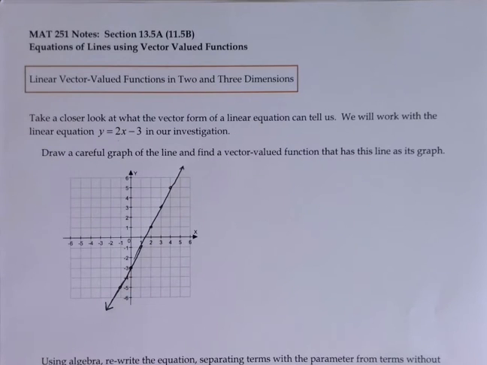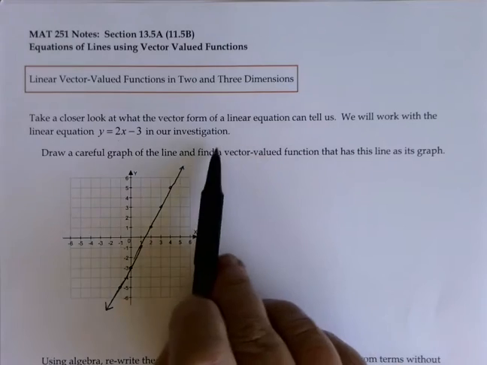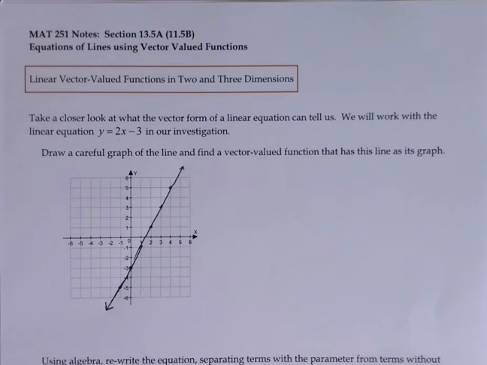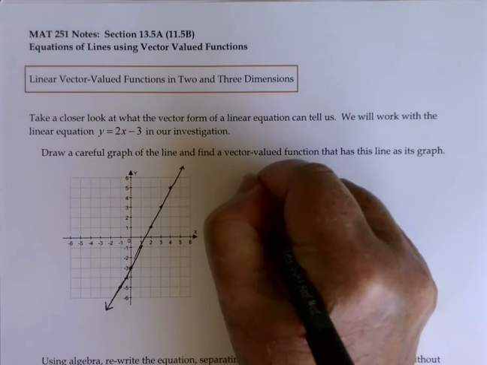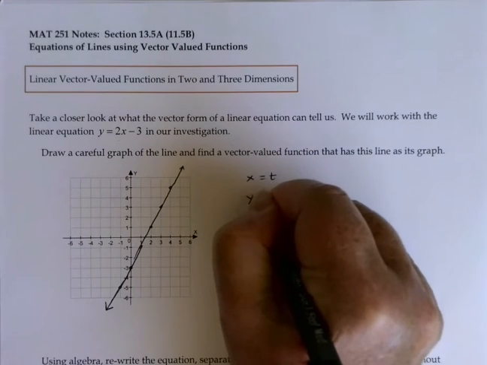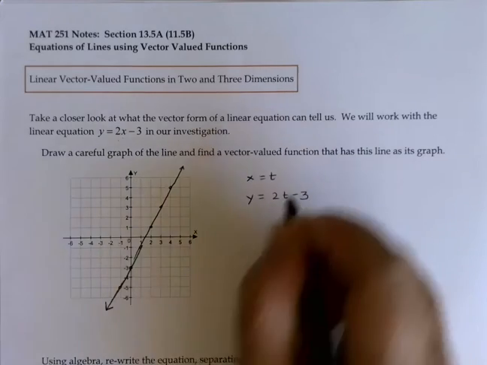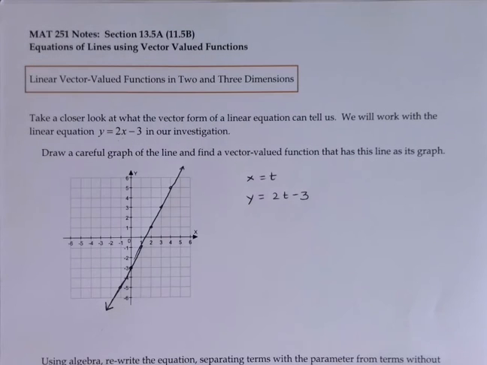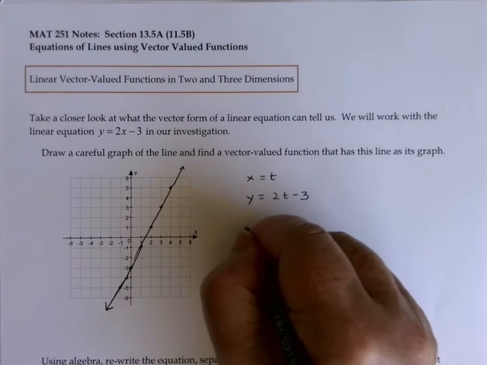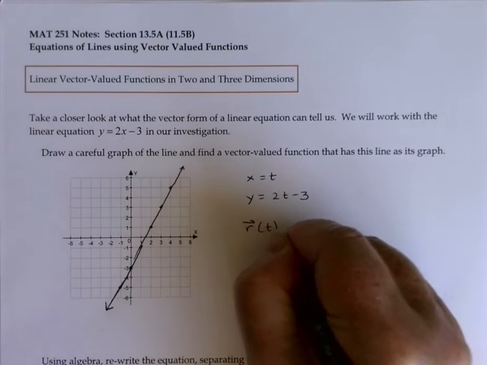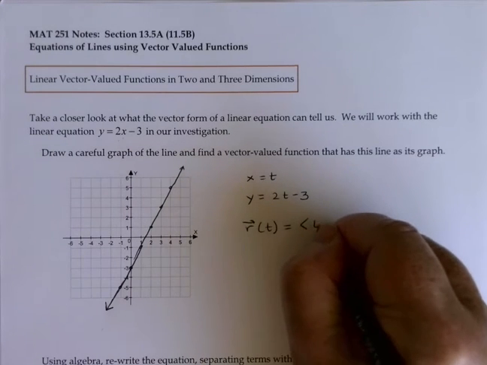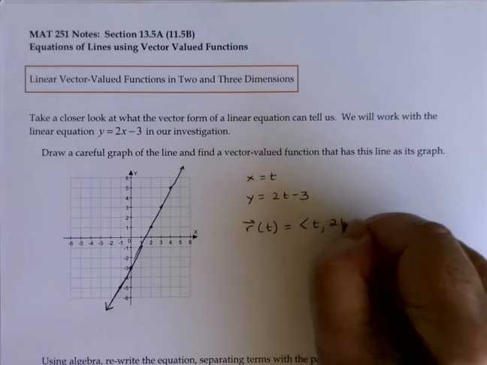All right, the first thing we're asked to do is find a vector-valued function that has this line as its graph. So I'm going to use the same technique we've been using. I'm going to say let's let x equal t, and we'll let y then be 2t minus 3. And since right now I'm talking about the whole line going on forever in both directions, I won't limit my t values. T can go from negative infinity to infinity. This means I can now write the vector-valued function r of t as t, comma 2t minus 3.